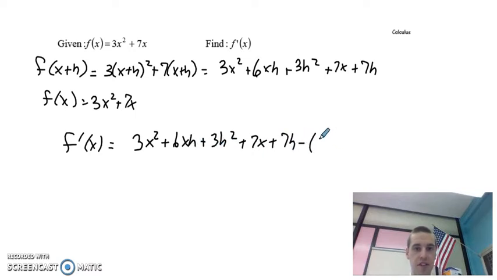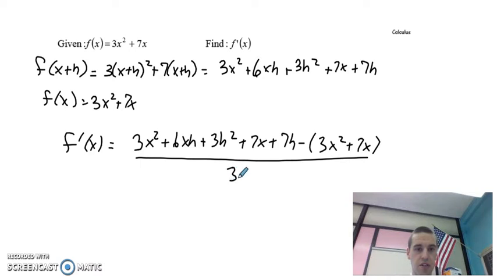Minus, in parentheses, 3x squared plus 7x, all divided by h. Can't forget that limit.